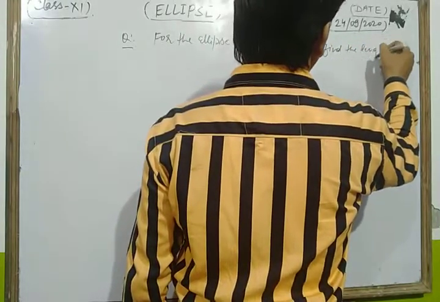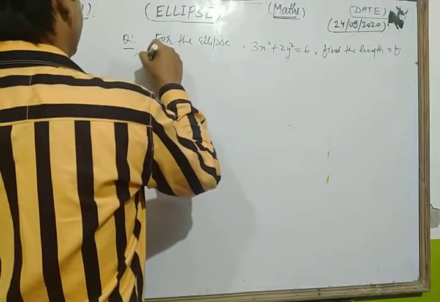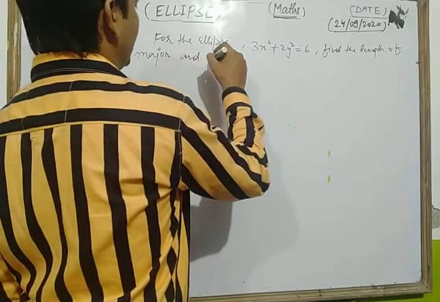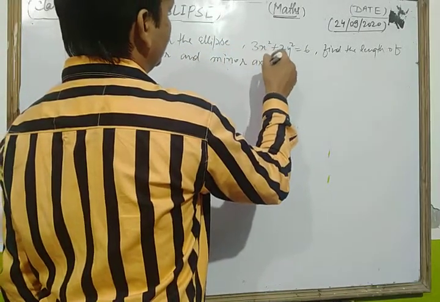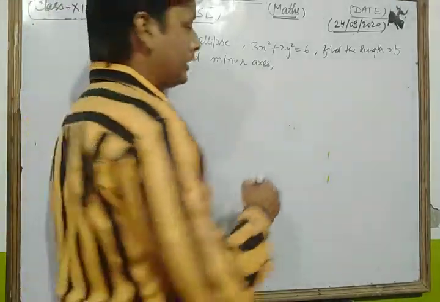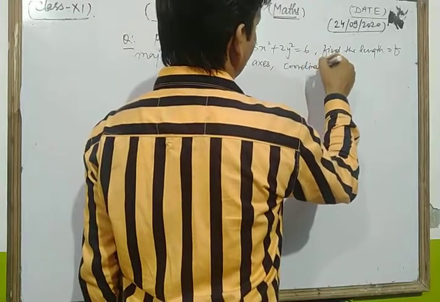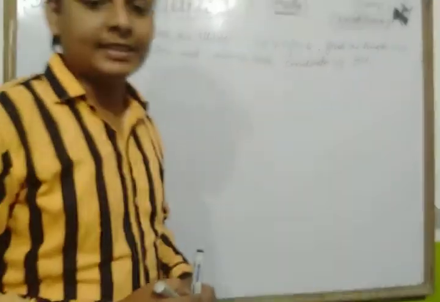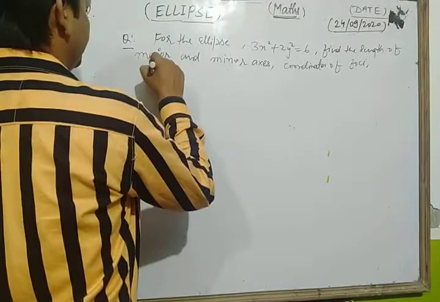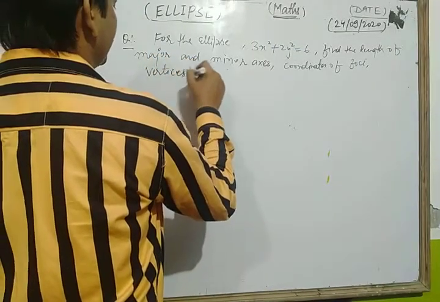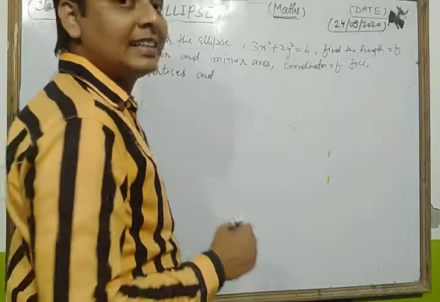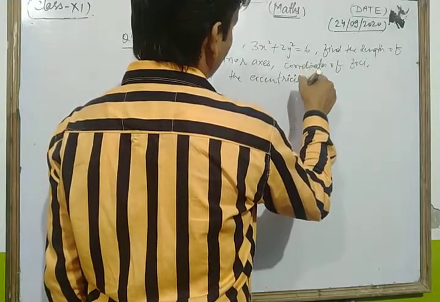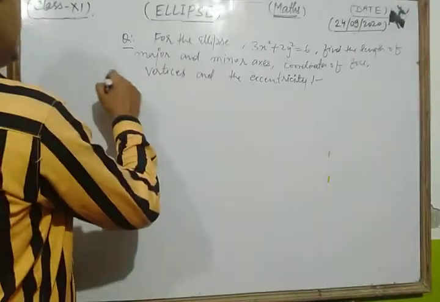Find the length of major and minor axis, coordinates of foci, vertices and the eccentricity. Now let's take its solution.